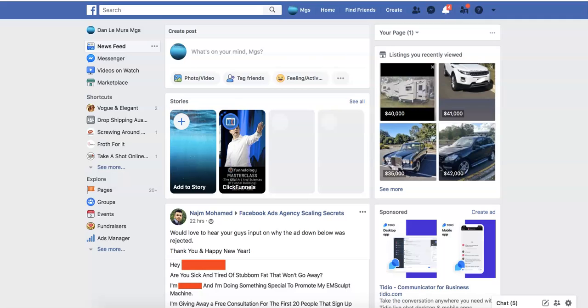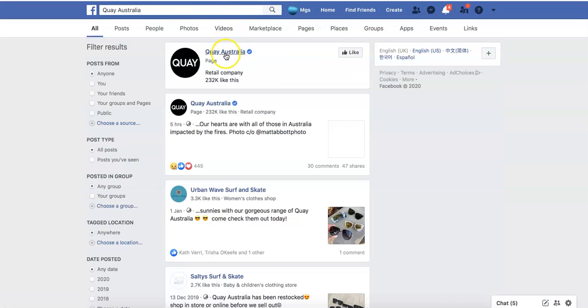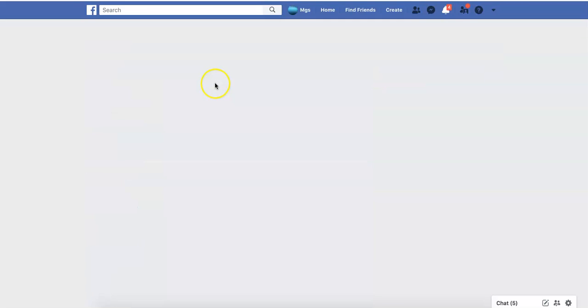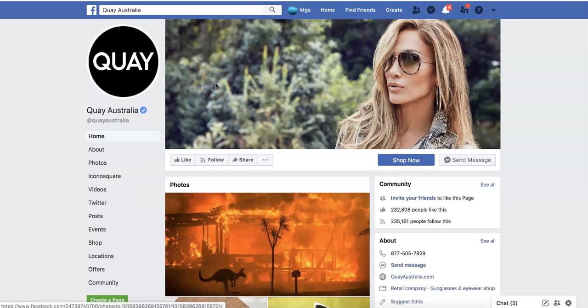You should be following them all on Facebook. You should be following them on Instagram. You should be following them all the time to see what they're doing, because they're more established than you. So let's say I had a sunglass store and I'm looking at some sunglass stuff. Let's say I'll just look at Quay Shades, Quay Australia. They've got 232,000 followers.